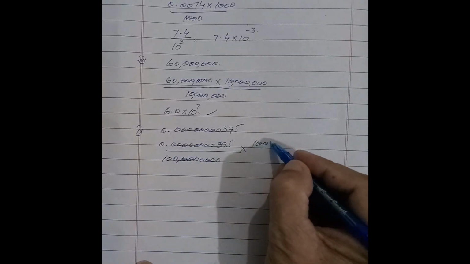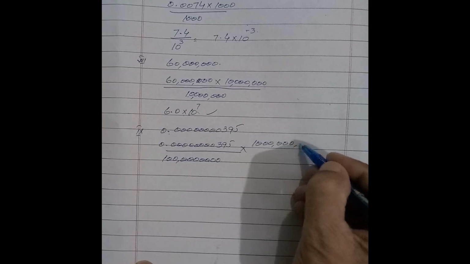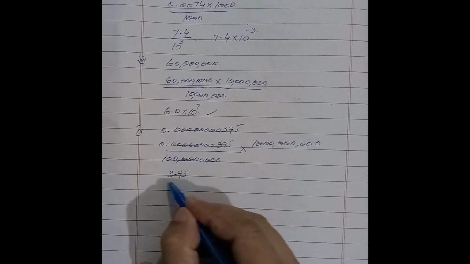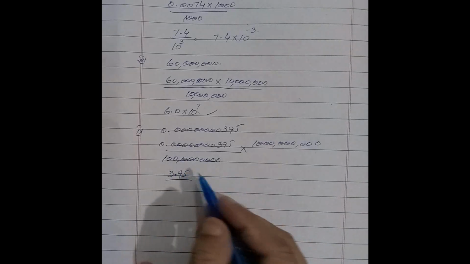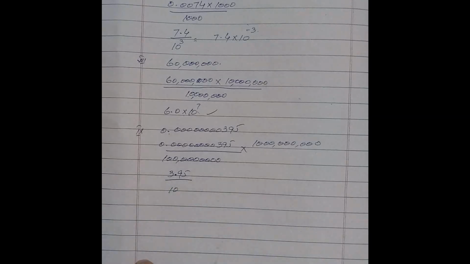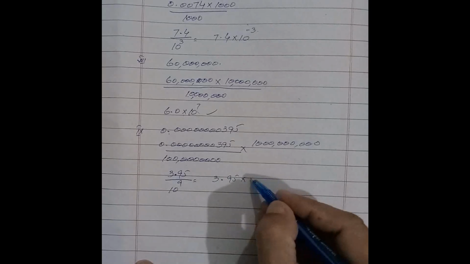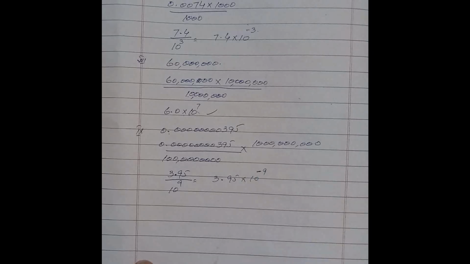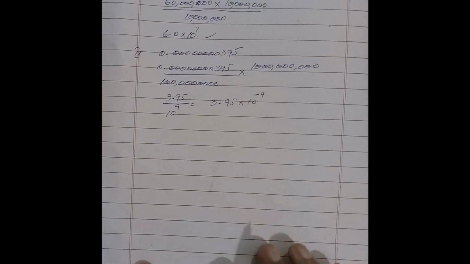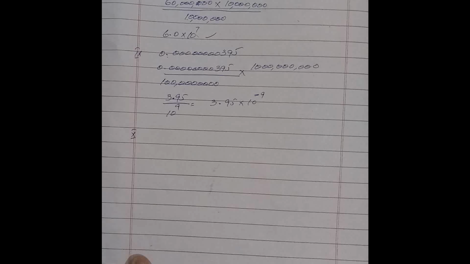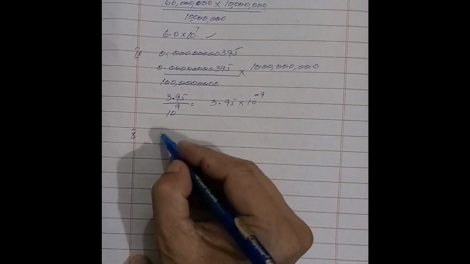Because we shifted the decimal on the right side, we multiply by the 100 million and get 3.95 over the 100 million in the denominator place, converted into tens power, which is tens power 9, and the answer is 3.95 multiplied by tens power minus 9.